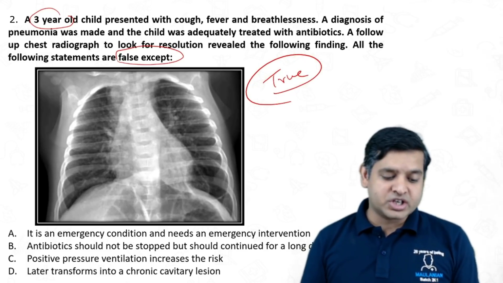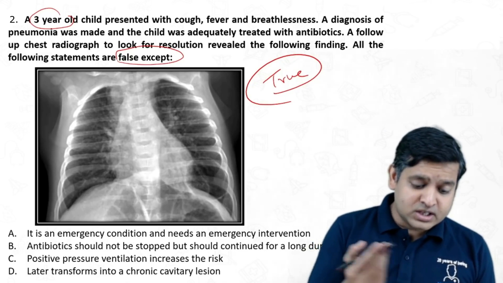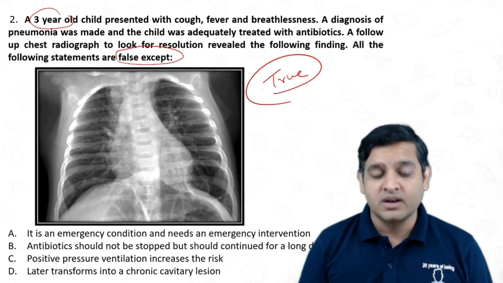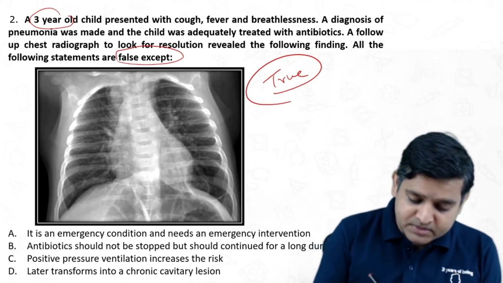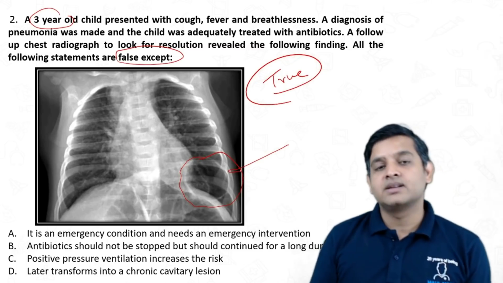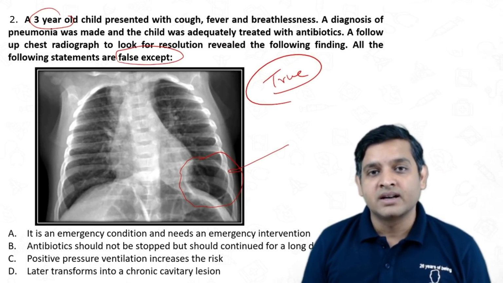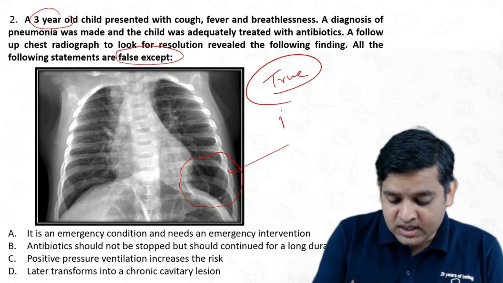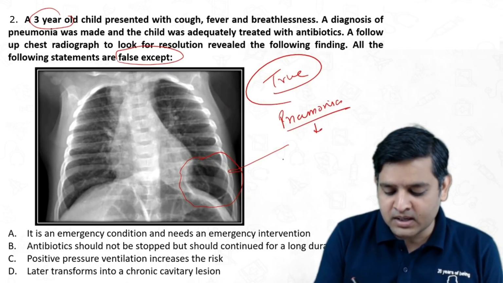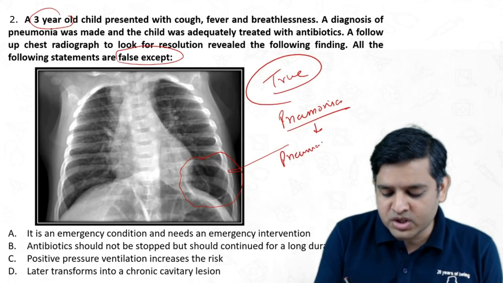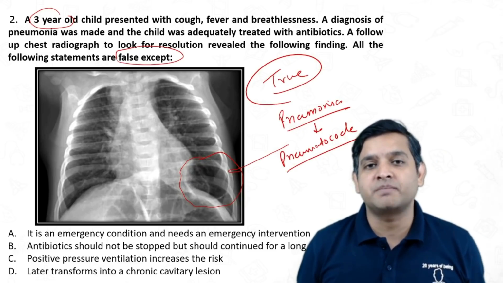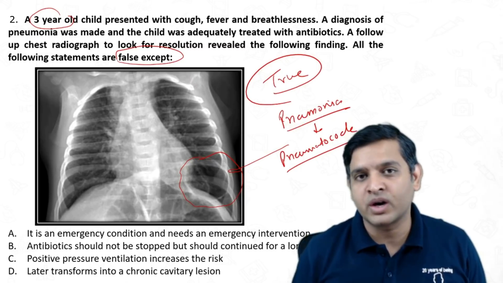Now let's look at the chest x-ray. Now what do you see? It says pneumonia. In a pneumonia, I should see a consolidation, but I don't see any consolidation because it is resolved. Now what I am seeing is a thin-walled air containing lucency. A thin-walled air containing lucency, which in a 3-year-old child who had a pneumonia is nothing but a pneumatocele formation, commonly seen in patients who had staphylococcal pneumonia infection.